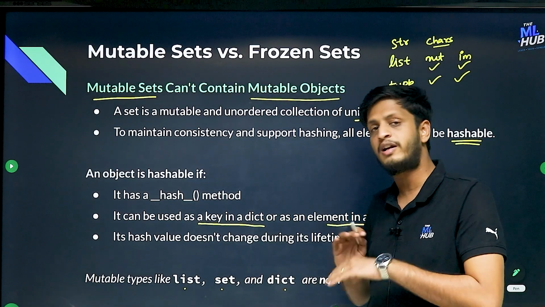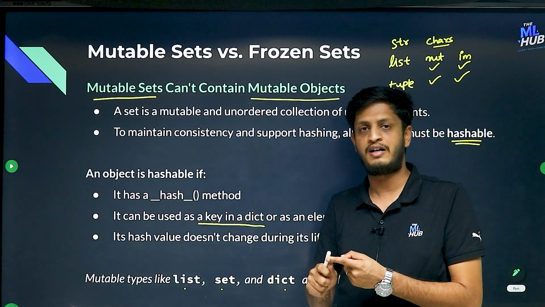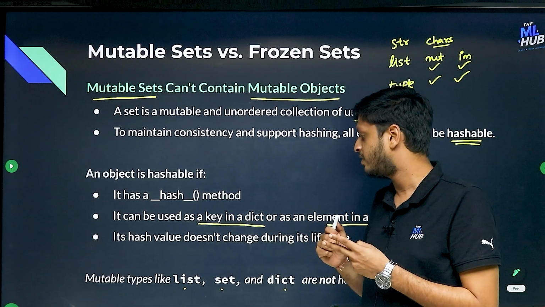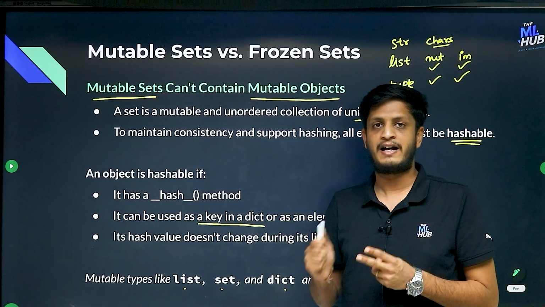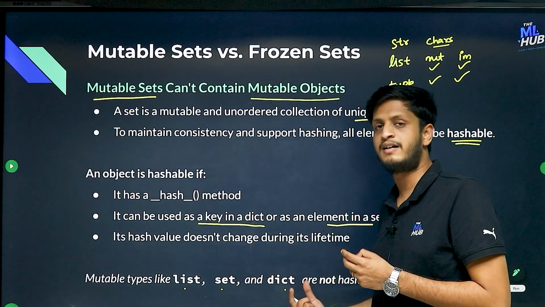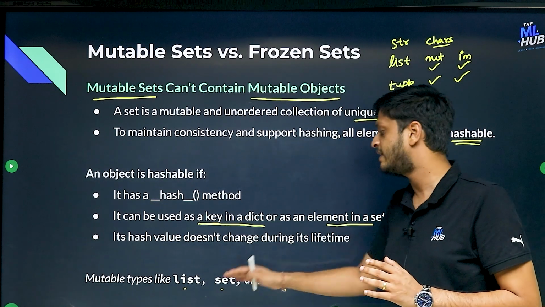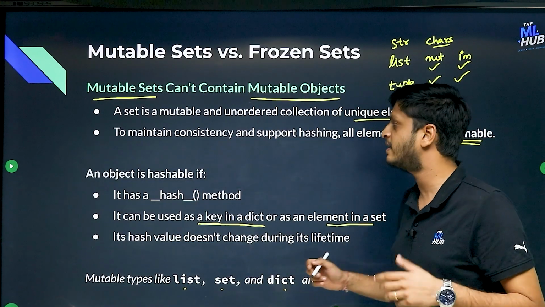Except these three, all other data types are immutable. Like if you see integer, int, float, or even complex, bool, or even tuple, str, they are all immutable and they are hashable. But list, set and dict, these three data types are mutable and hence they are not hashable, and these three things are not allowed inside a set. You can never insert a list in a set.